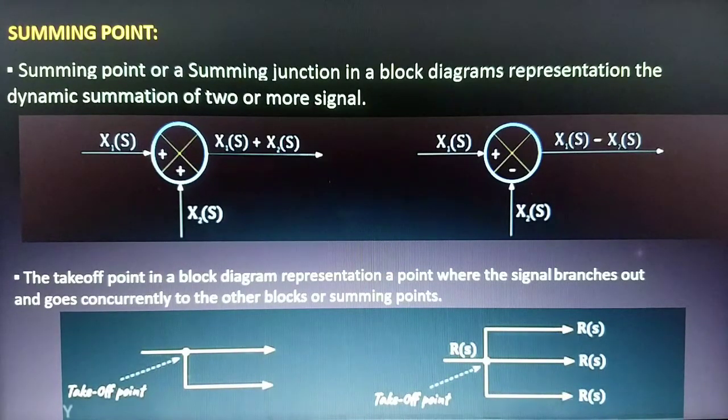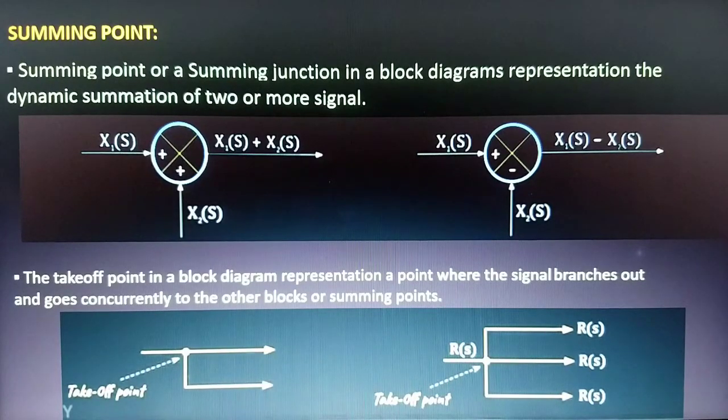A summing point or a summing junction in a block diagram representation is the dynamic summation of 2 or more signals. So whenever we want to add 2 or more signals in a block diagram, we will use a summing point. That is the symbol of the summing point, which is used to add 2 signals. It is highlighted in blue.